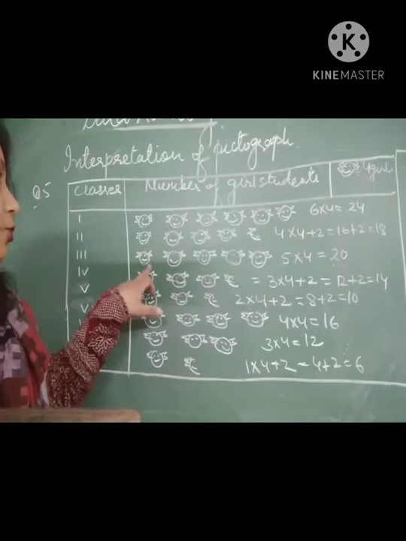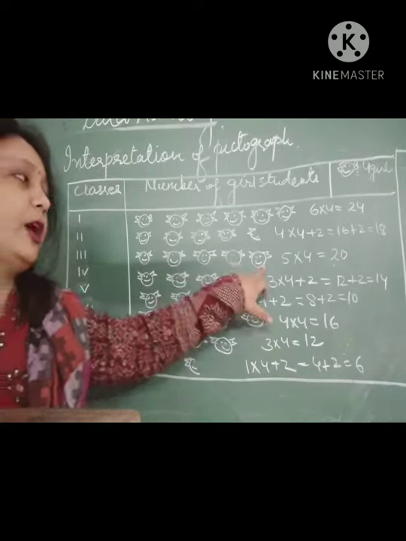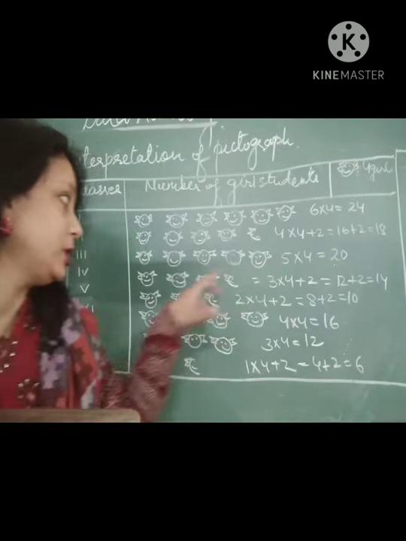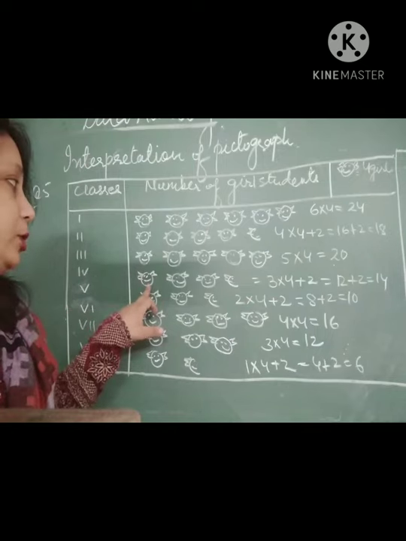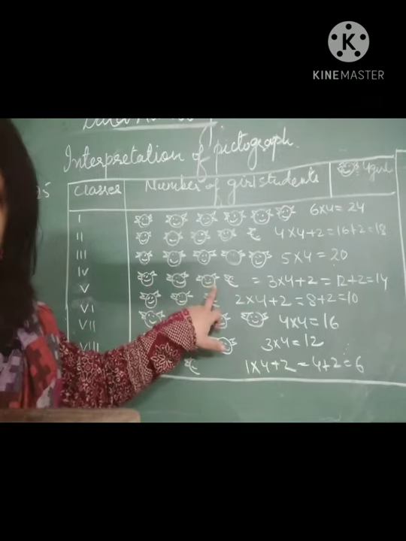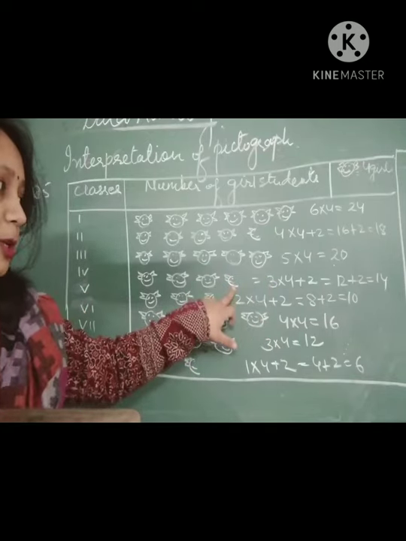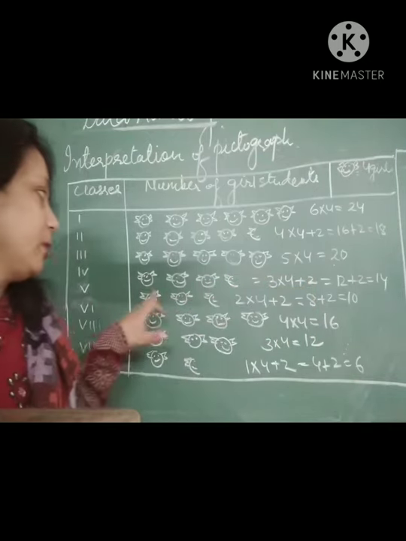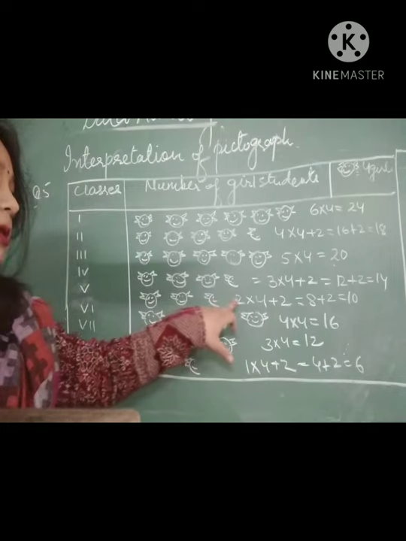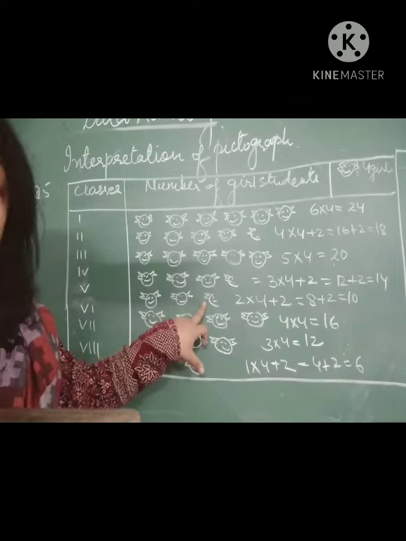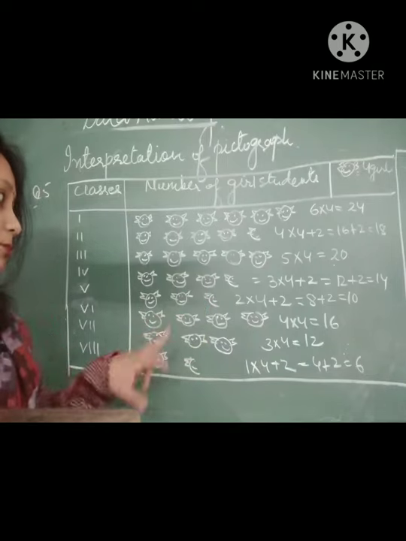And in class 3rd, 1, 2, 3, 4, 5 complete pictures are there. So multiply 5 by 4, that is equal to 20. In class 4th, 1, 2, 3 complete pictures are there. So multiply 3 by 4, and for the half picture, add 2 to it. For 2 complete pictures, multiply 2 by 4 and add 2 for the half picture.